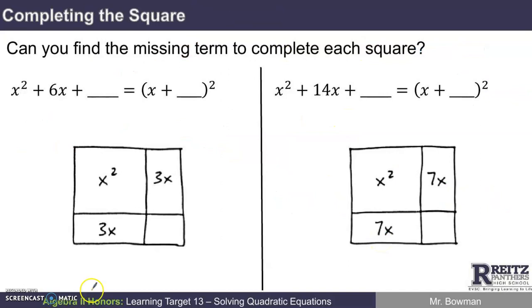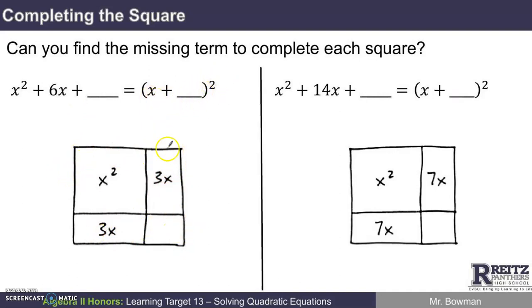Okay, here's the main event of this screencast. We want to be able to do a procedure that's called completing the square. And to complete the square, you need to be able to find missing terms in what are called perfect square trinomials. So what you're going to see here is a prompt that says, can you find the missing term to complete each square? X squared plus 6x plus what equals something squared?